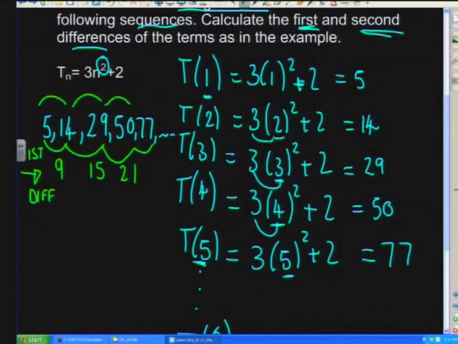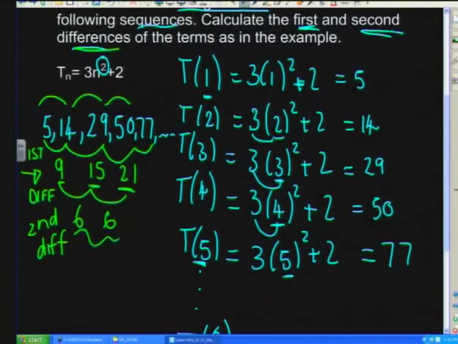Once you've got those 3 terms, in order to check and see what our second difference is and to check if it's common, we only need those 3. So I can straight away subtract these. Okay, so now we're working out the second difference. So we say 15 minus 9, and we get 6. And then 21 minus 15 is also 6.